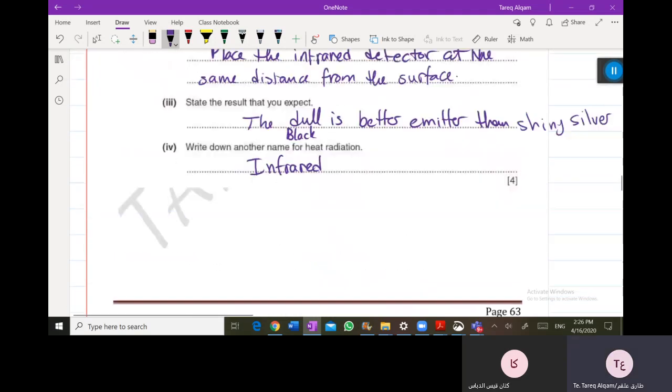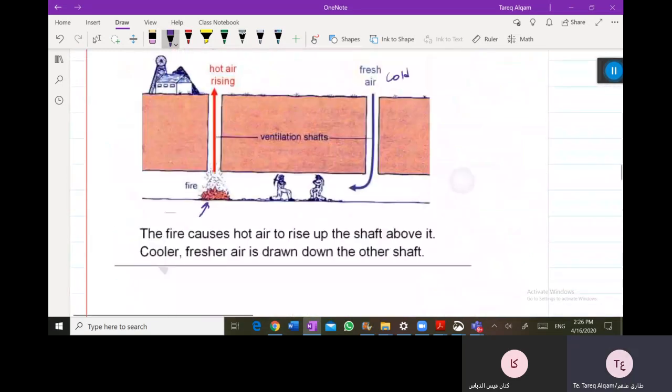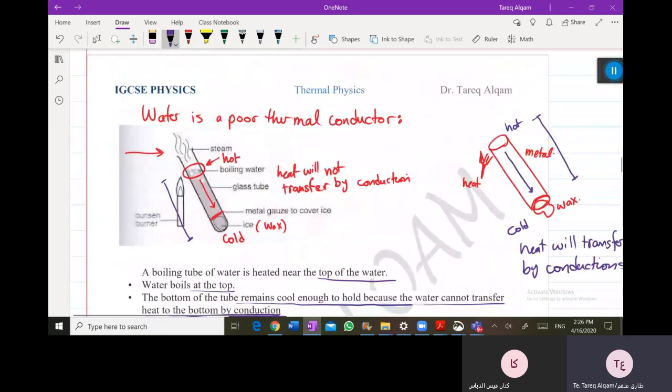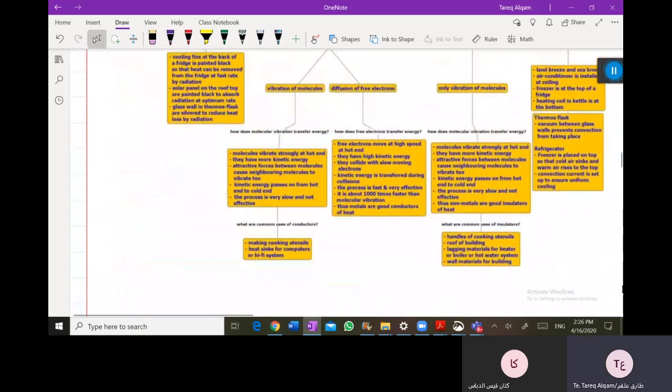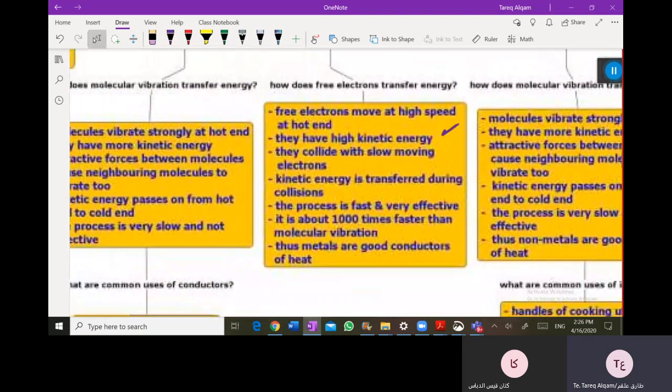Also, let me remind you, you will find all these things in this chart, guys. The explanation here is a full explanation. This is the chart here. I have to write this part here, and for the question, I have to write this part. Free electrons move at high speed at the hot end. They have high kinetic energy. They collide with slow-moving electrons. So kinetic energy is transferred during this collision. As a result of that, heat will transfer. Okay.